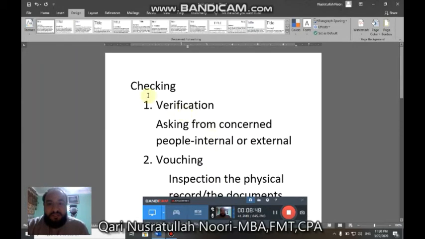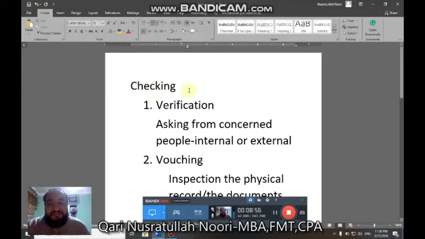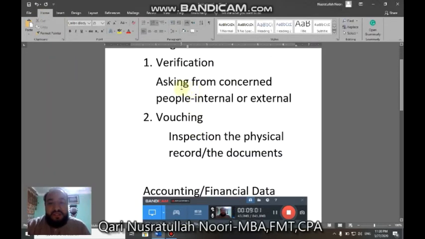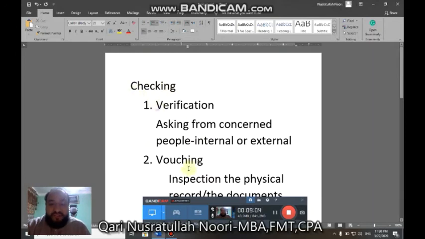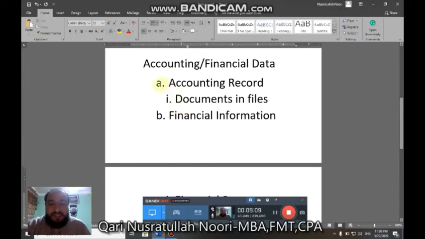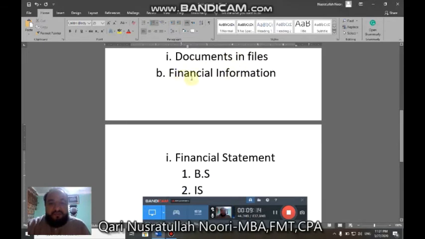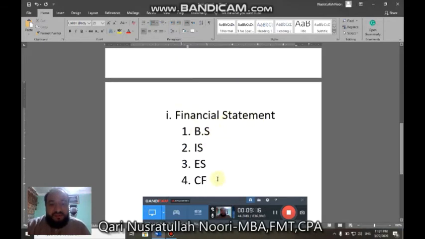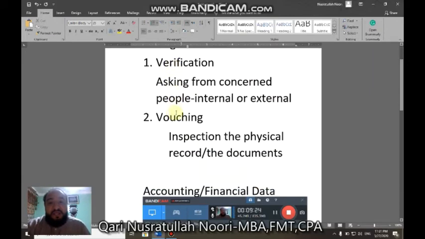So that is all about the meaning of auditing. The meaning of auditing is checking someone else's accounting data or information. I told you checking is verification and vouching, and accounting or financial data is divided into accounting record, which is documents and files, and financial information, which are financial statements, and we have four financial statements. It means that when the auditor comes to your organization, he will verify and vouch.